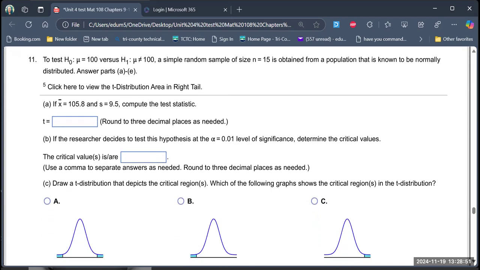I just want to remind us that anytime I'm given a two-tailed test, I can use a confidence interval to do that test. I don't have to be told. I can just decide to test the claim.